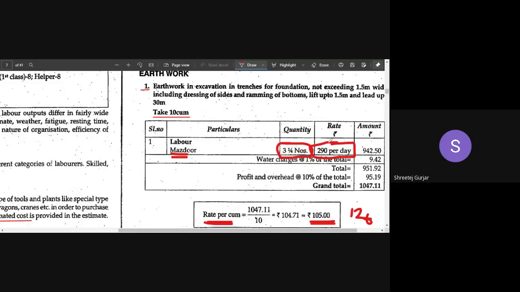So this particular 290 will not be taken by everyone. They may take 300, 310, or 270. Depending upon the rate, your answer will vary. So there is no standard answer. Your answer has to be nearby to this value. So remember this.